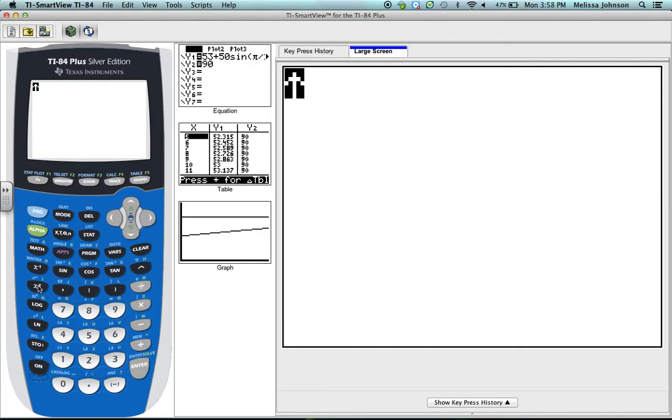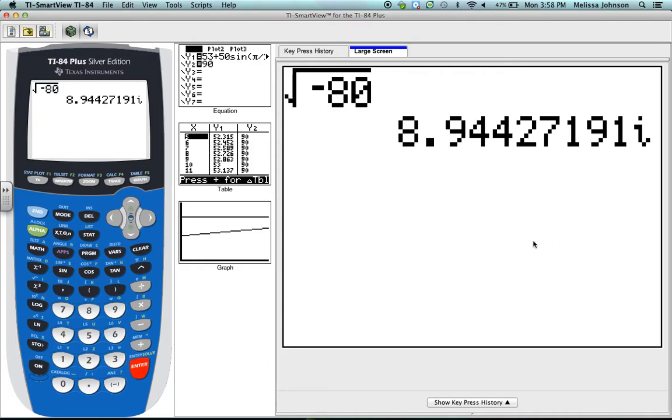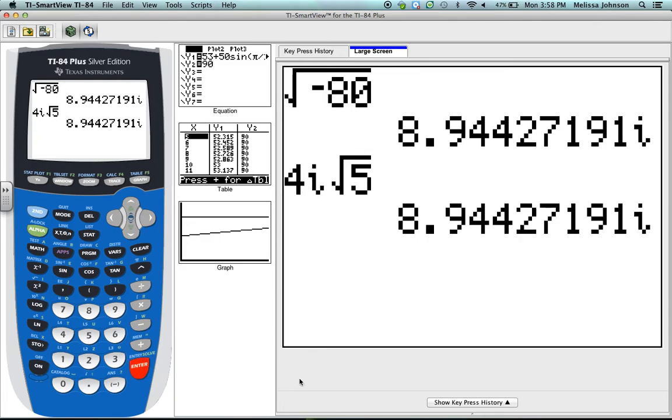We'll type our first example in of negative square root of negative 80. It's going to give you a weird decimal because that's not a perfect square, but it's also going to give you the i at the end. So I'm also going to now type in my answer, 4. Now to type in i, you're going to hit second decimal point. You see how there's like a little tiny script i above that? And then square root 5, which was the answer that I got for that first one. See if they come out the same. And they do. It gives me the little i at the end.